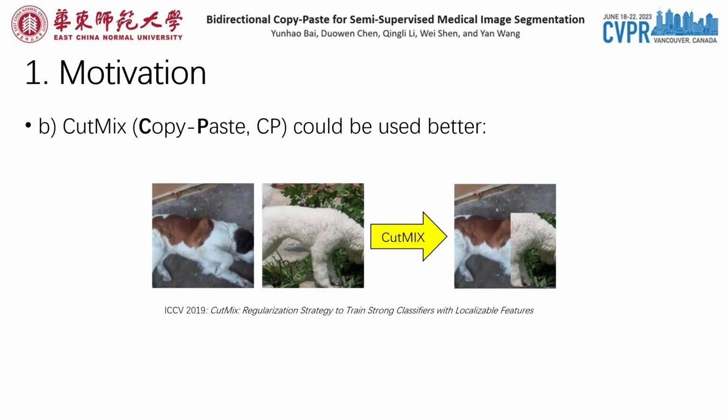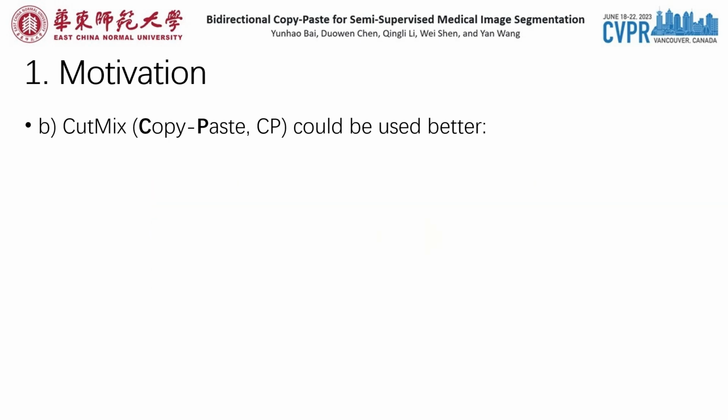The second part of the motivation is that CutMix can be used better. As a data augmentation method, CutMix has the potential to enable the unlabeled data to learn semantic information from the labeled data. Its method is to crop a part of an image and paste it onto another image. It is often used as a strong data augmentation method in semi-supervised segmentation.